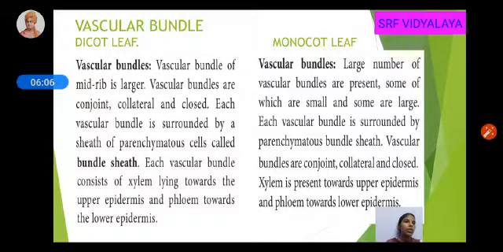In the monocot leaf, the vascular bundles are large in number, some of which are smaller and some larger. There are no specific regions, whereas in the dicot the midrib region is larger and other regions are smaller. Likewise in monocot it is not so. Each vascular bundle is surrounded by a parenchymatous bundle sheath. Here the vascular bundle is conjoined, collateral and closed. Xylem is present towards the upper epidermis and phloem towards the lower epidermis.